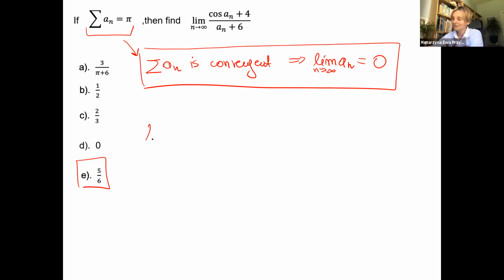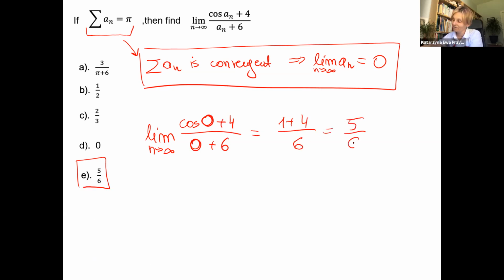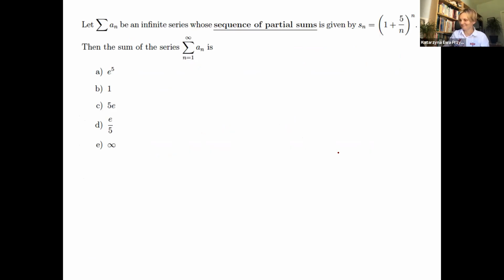Okay, so now the limit that we are asked to compute is cosine of 0 over 0 plus 6. Cosine of 0, of course, is 1. Am I adding in my head? And yes, 5/6. It's such a nice and easy question. And please don't miss this question. Okay, please don't miss because it's so easy. Okay. Also nice question.